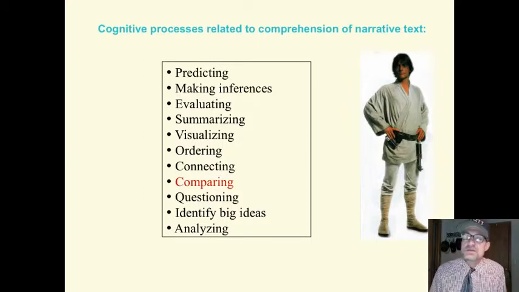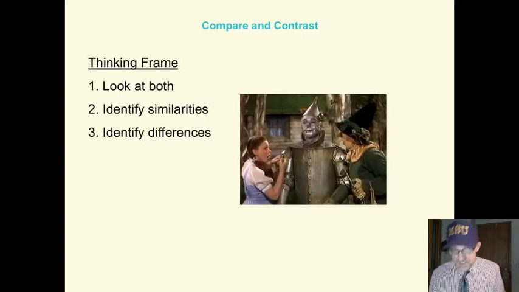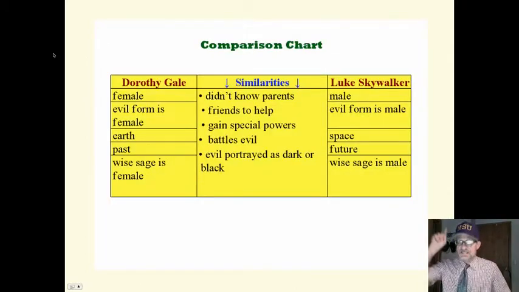We're looking at comparing, which is a form of connecting. We want to teach cognitive processes or thinking processes. Comparing and contrasting is a cognitive process. We break the process down into steps and teach the steps explicitly. We cannot assume that students know how to do this if we do not teach them. The steps are this: look at both, identify similarities, identify differences.